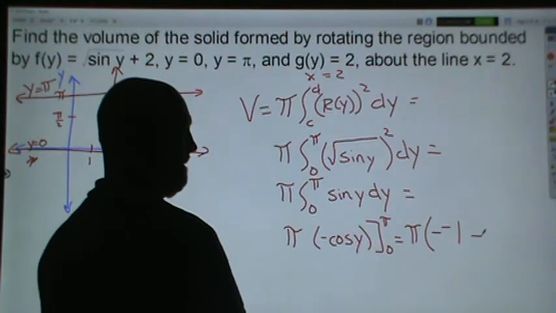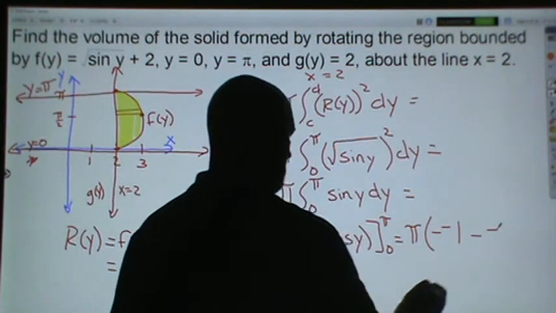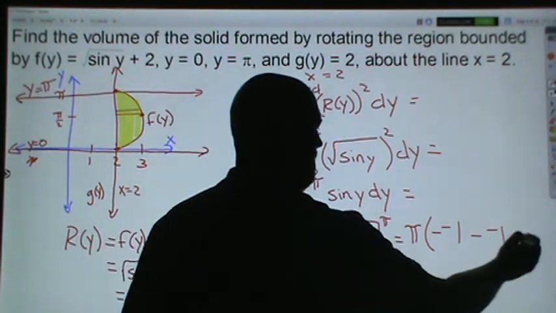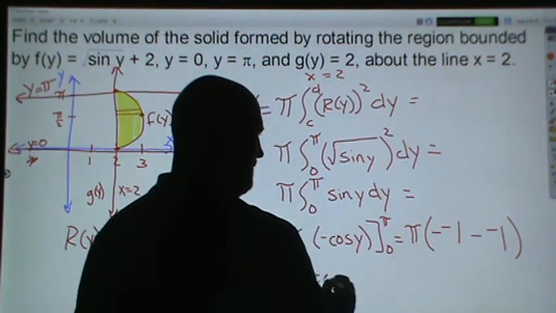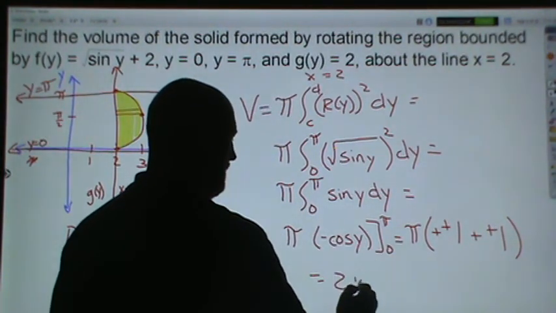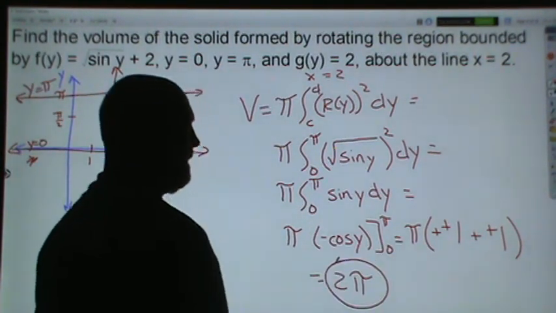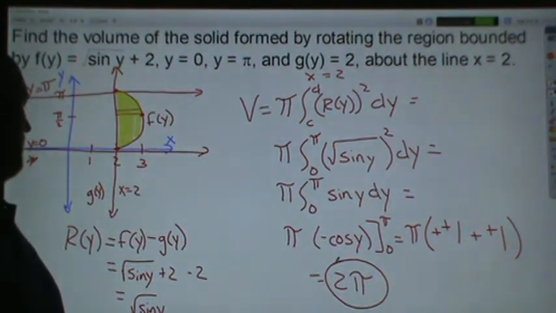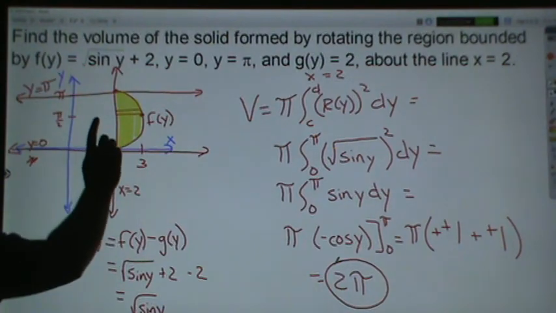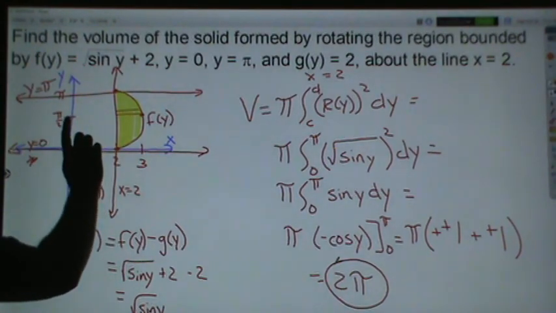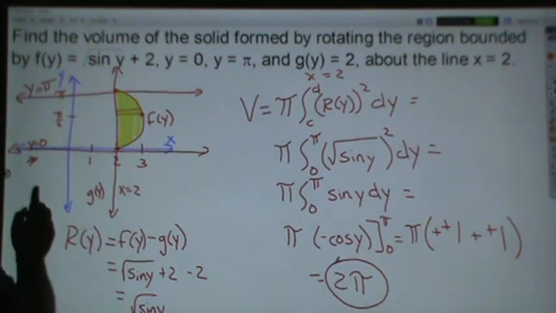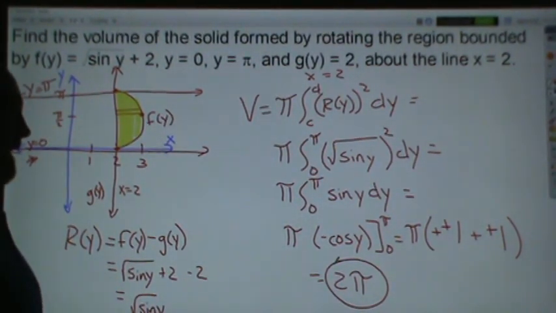minus negative cosine of 0, which is 1. So with these double negatives, I actually have plus positive and plus positive, so I have 2 pi. So this is how we find the volume of a region, or the volume of a three-dimensional object, based on revolving a specific region, an area, around a line other than an axis.